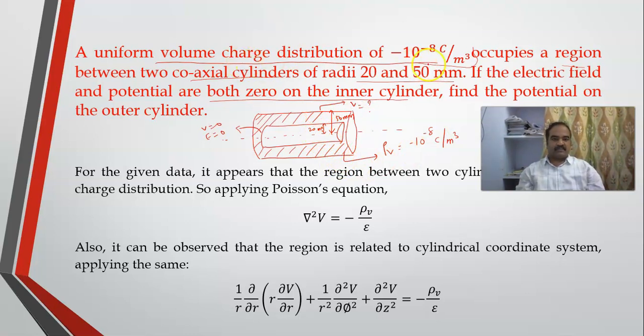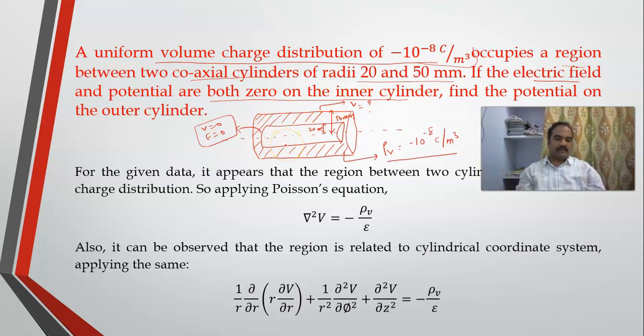There is a volume charge distribution occupying the region between two coaxial cylinders, and its value is this one. The inner radius is 20 mm, the outer radius is 50 mm. And he states that the electric field and potential are both 0 on the inner cylinder. That is what I have written here. And he wants to determine the potential on the outer cylinder. So this is the question.